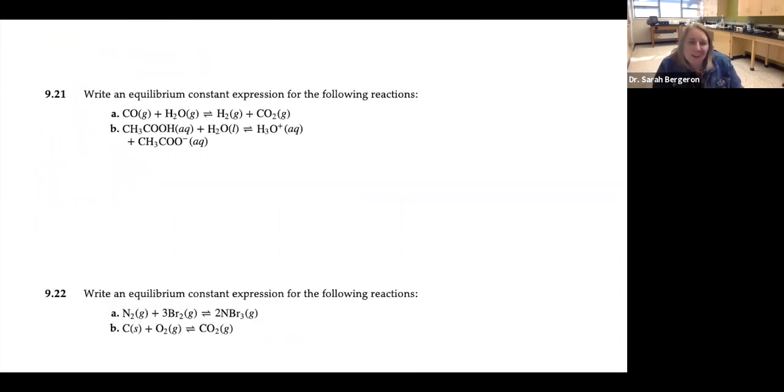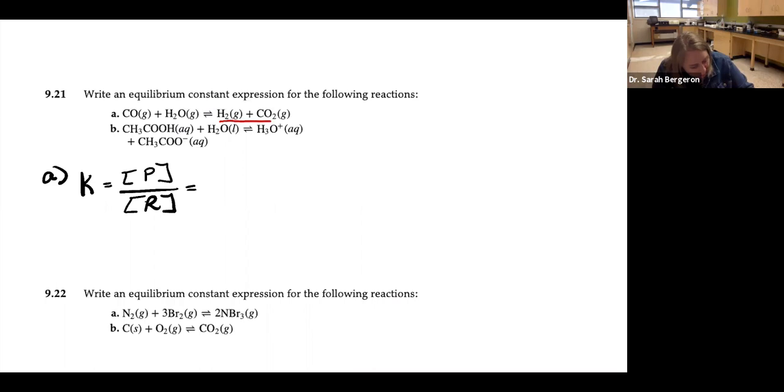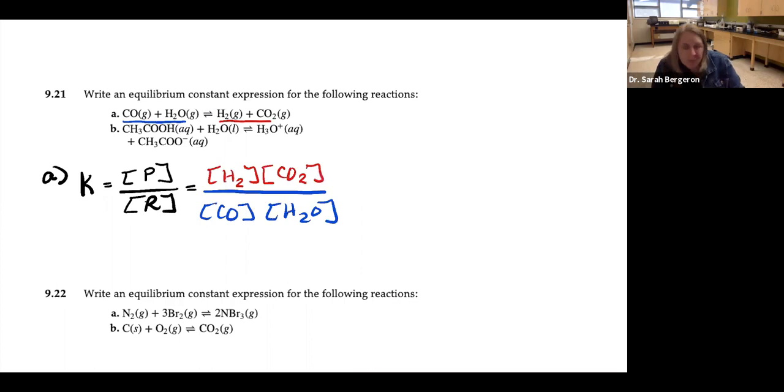Write an equilibrium constant expression for the following reactions. Okay, so K is equal to the concentration of our products over the concentration of our reactants. It's kind of flip-flopped, right? So what are my products? Here are my products. So I'm going to write concentration of H2 times concentration of CO2. And then where are my reactants? They're right here. So I have CO, and then I have H2O, okay? And you don't have to write the states of matter for that.